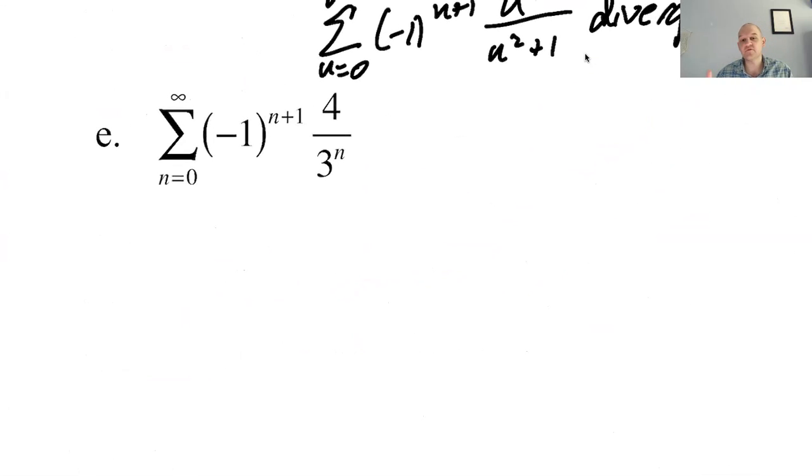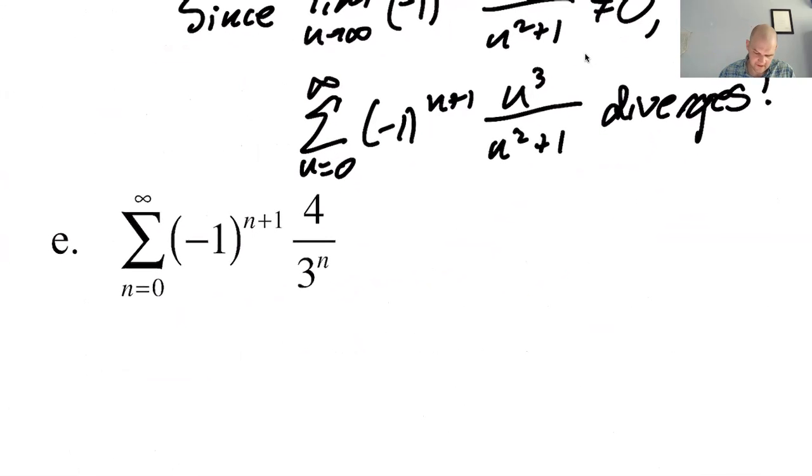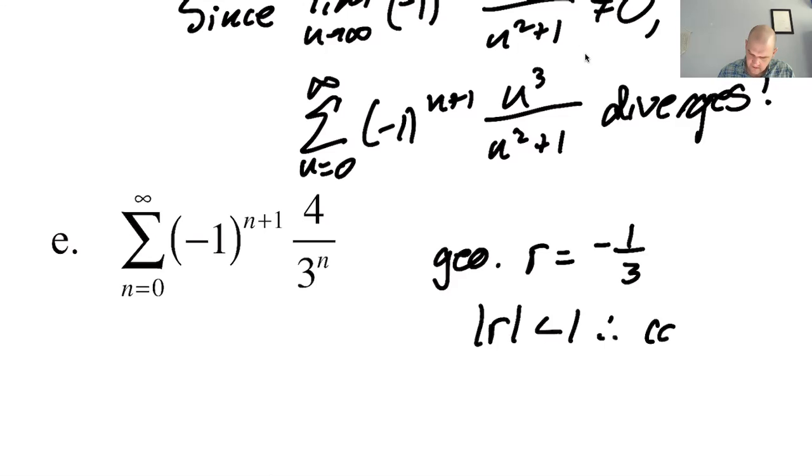Interesting. All right, so this one, don't get fooled. This is geometric. It definitely converges. So this is geometric with, so R is actually, so what's being raised to the n? R is actually -1/3. The absolute value of R is less than 1, therefore converges. So how did I know that?